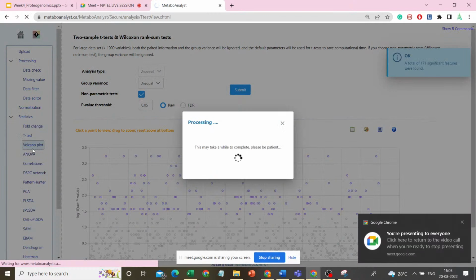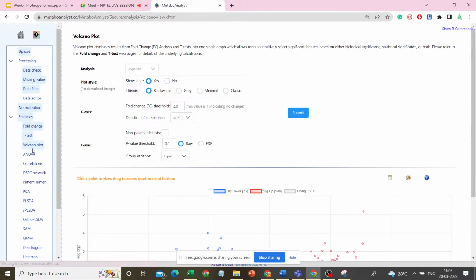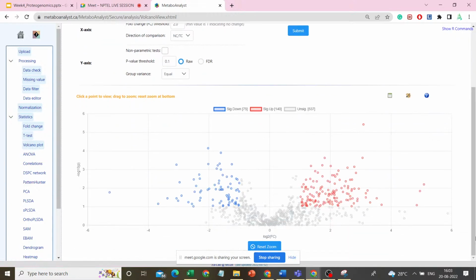So you all have seen in the different papers that a volcano plot is there. So now you can see that you can also draw a volcano plot, analyze the data and understand the data. So what is generally reported in different papers, you can see how you can build and come up to this place.